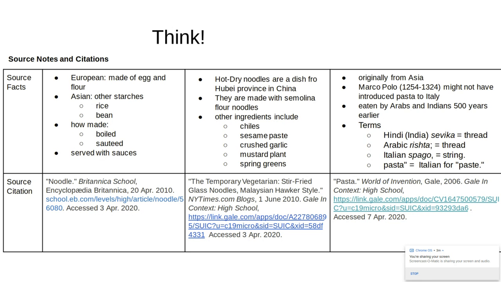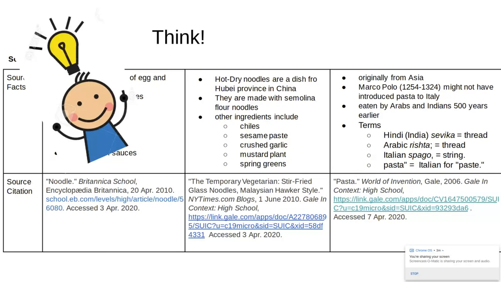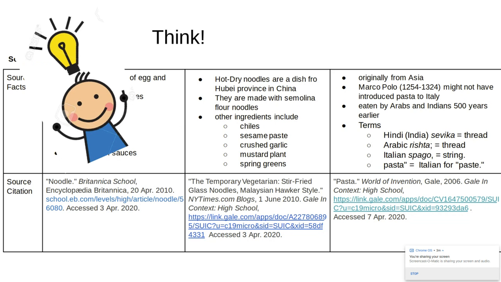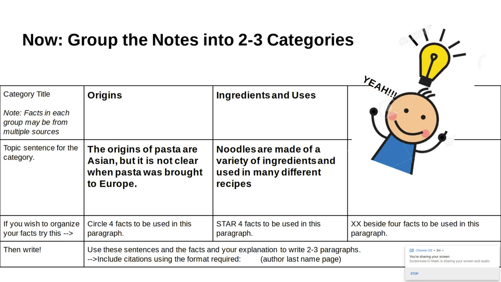So next step, think. Yes, pause and think. I want you to think about how you would organize these sources. So you're going to think about what kind of evidence you have here, what kind of evidence you have here, and what kind of evidence you have here. Think about how you might organize it. You don't have to use all the information you wrote down. So you should have about 12 facts written down here. You don't have to use all 12, okay? So think about it. Then you're going to create categories.